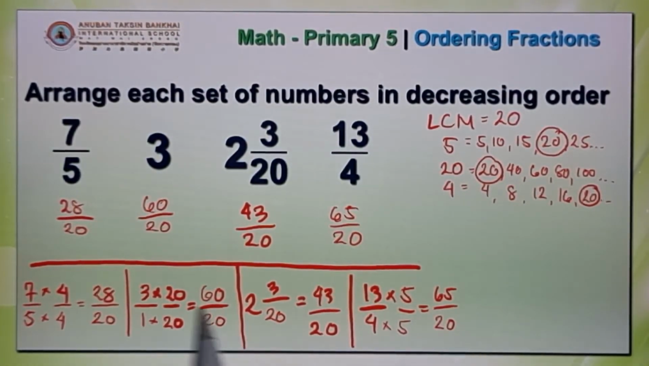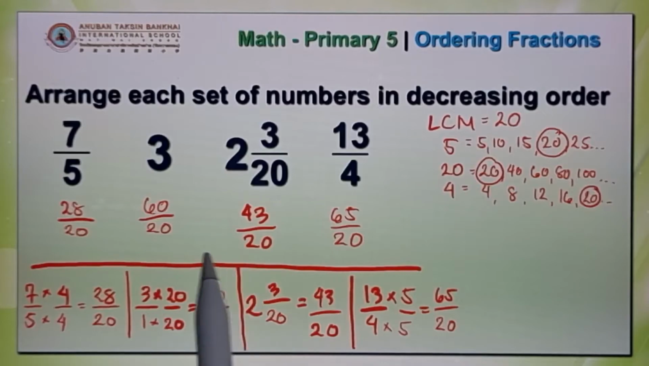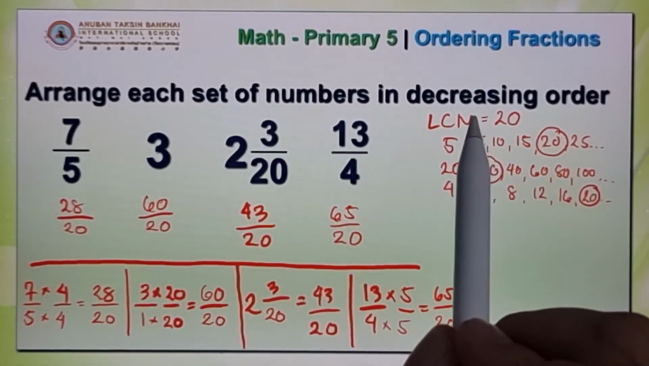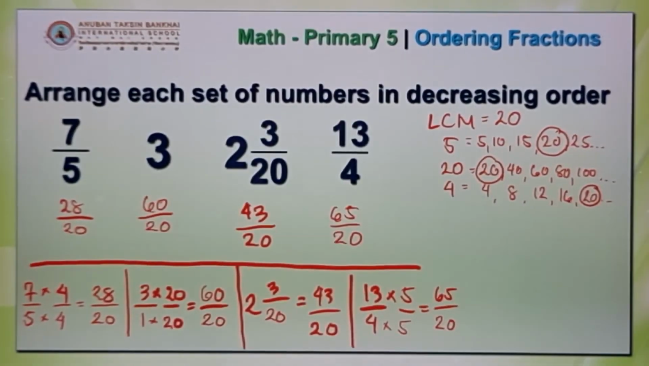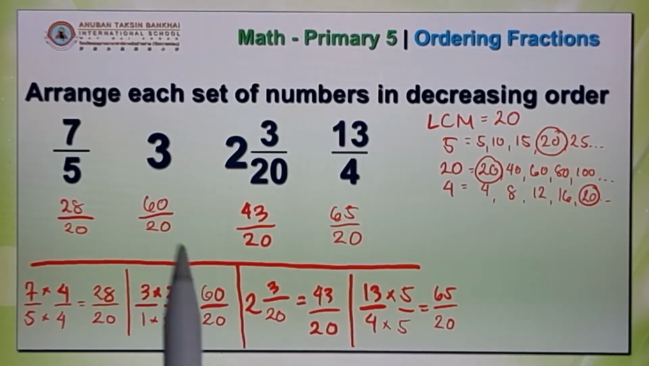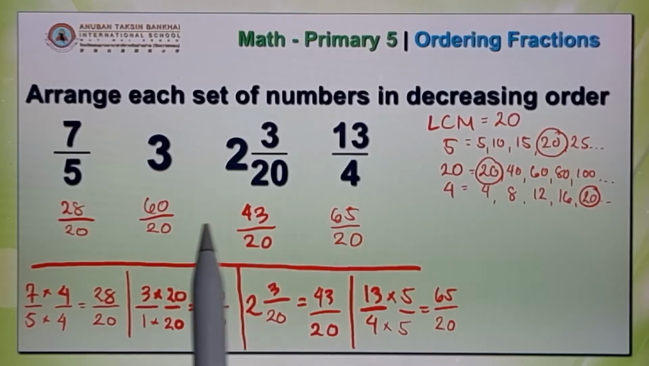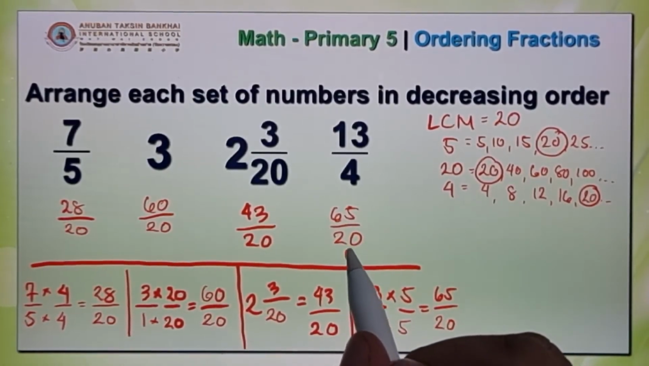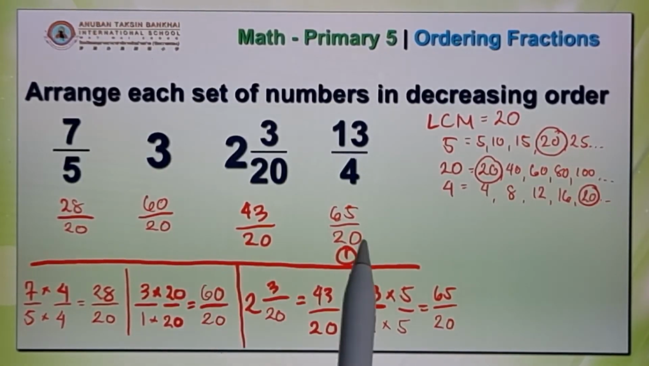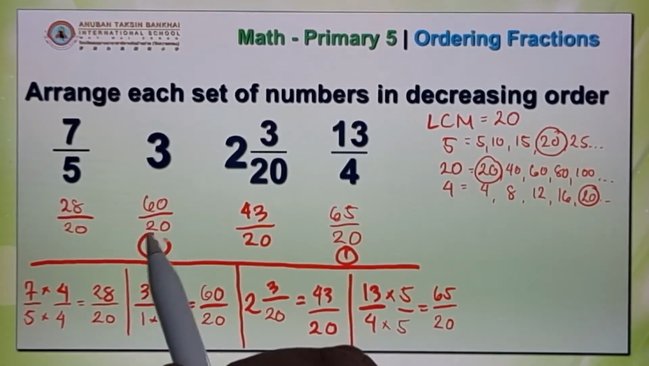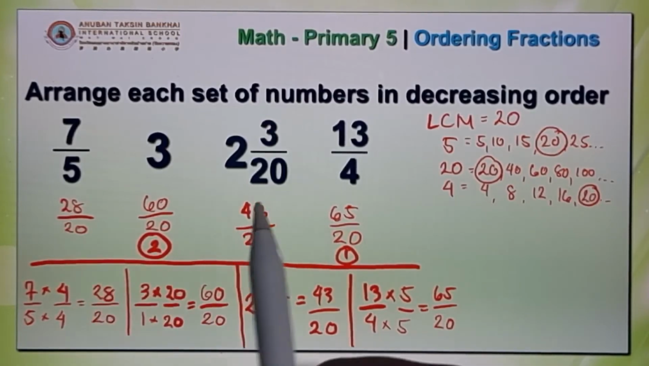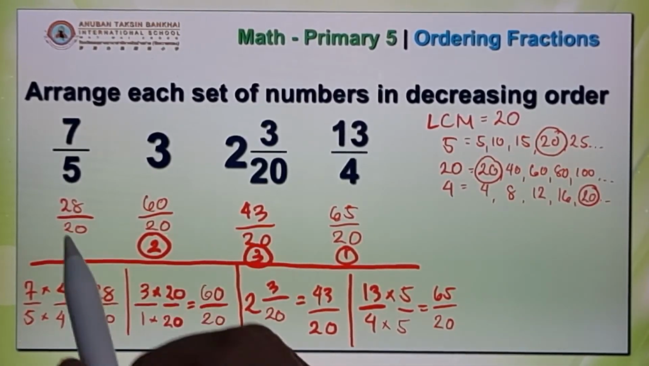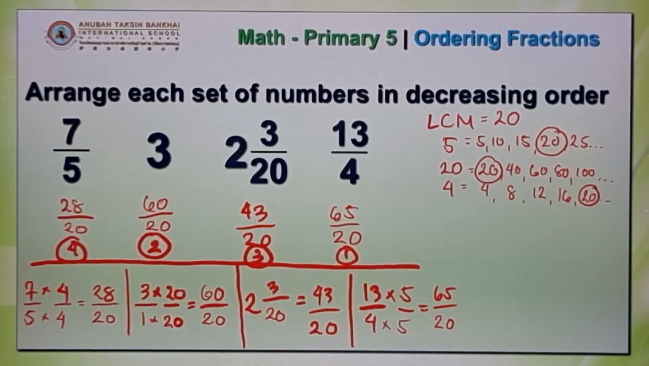Okay, so now our denominators are the same. We can now arrange our fractions. So again, decreasing order, big to small. So look at our denominator. Which one is the biggest? Yes, we have 65, followed by 60. Next, we have 43. And then, of course, we have 28.